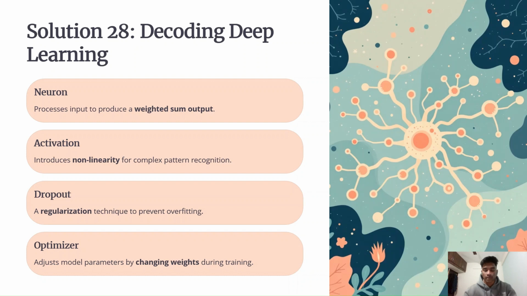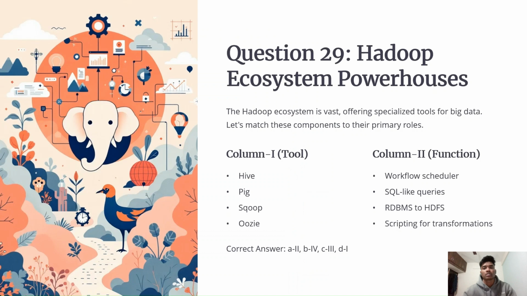So let's move on to our last question of this section, question number 29, based on Hadoop ecosystem tools. This question checks your familiarity with major Hadoop tools. The correct match is A is to 2, B is to 4, C is to 3, and D is to 1. Now let's understand them one by one.